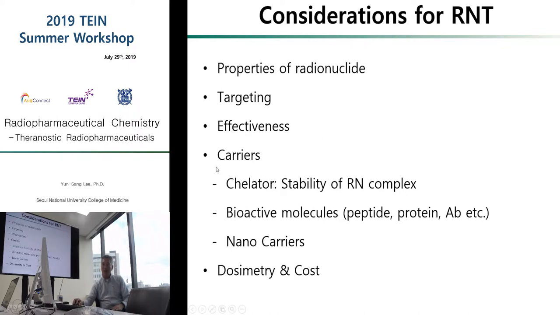And also the stability is very important for therapeutic radiopharmaceuticals. So we have to consider a chelator with proper stability for the radionuclide complex, and also a bioactive molecule, that is a peptide, protein, small molecule or antibody, that can target the diseased tissue. Or sometimes we can use nanocarriers.